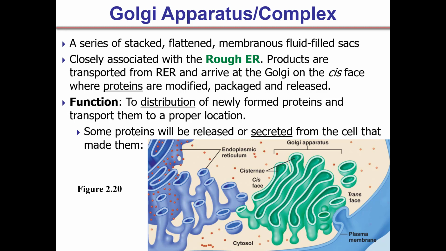And if we move away from the rough and the smooth endoplasmic reticulum, we see this large green series of flattened membrane-bound organelles, stacked like pancakes, called the Golgi apparatus, highlighted in green. The Golgi apparatus is going to participate as like the UPS of the cell. So the Golgi apparatus is going to receive newly made proteins.